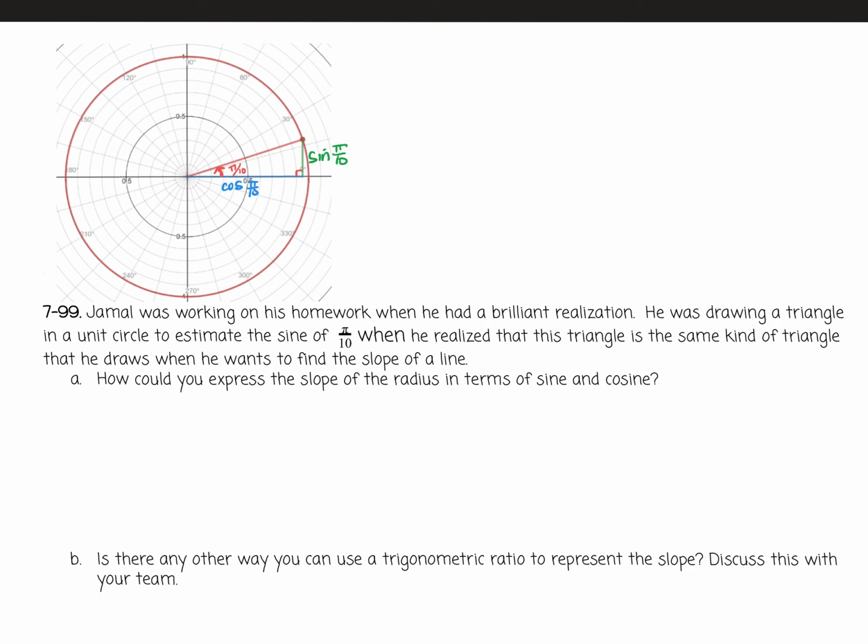Now here's the radius, okay, and we're looking at the slope triangle here. So remember, slope means rise over run. So our slope triangle ends up being the sine of pi over 10 over the cosine of pi over 10. All right, now that's an interesting little result here, but what could we do here to try to represent the slope in another way?